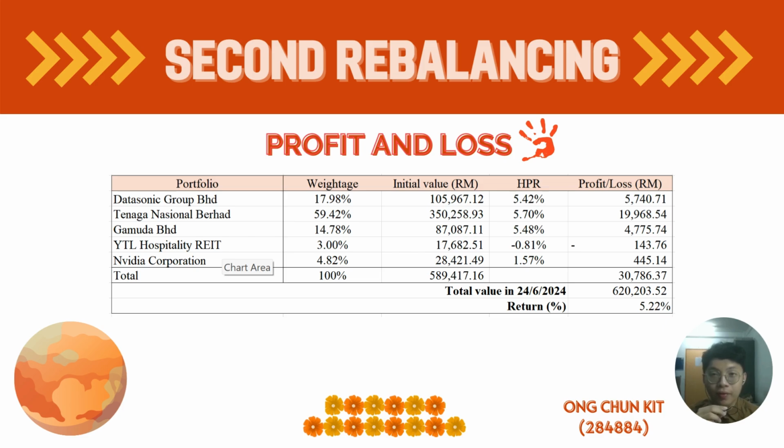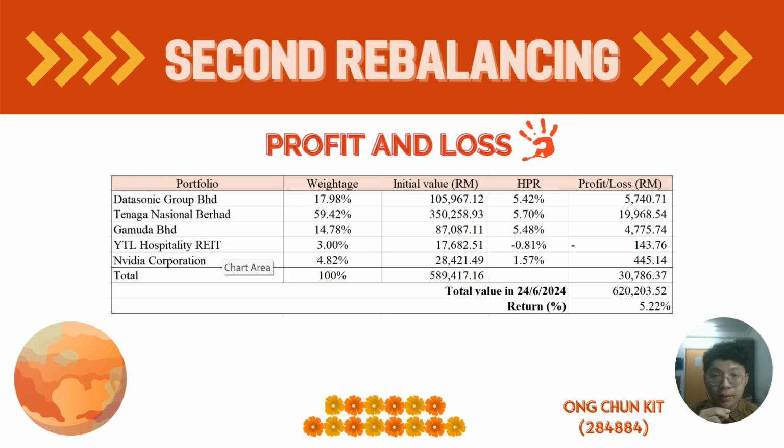For the profit and loss of the portfolio in the second rebalancing, the value of the portfolio experienced a successful increase from 589,417 ringgit 15 cents to 620,203 ringgit 52 cents. Throughout this period, the prices of all the securities increased, resulting in positive holding period returns. However, the share price of YTL Hospitality REIT decreased, leading to a negative HPR. TMB recorded the highest profit of 19,968 ringgit 54 cents, contributing a solid HPR of 5.7% to the portfolio.